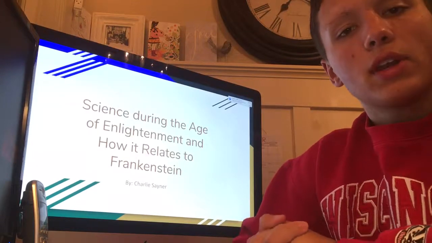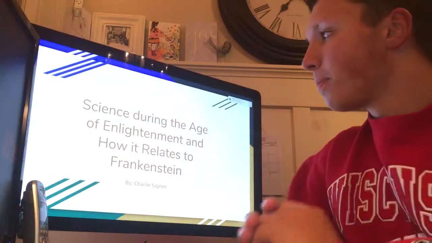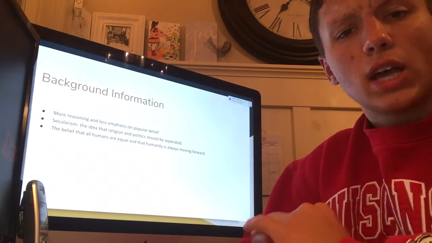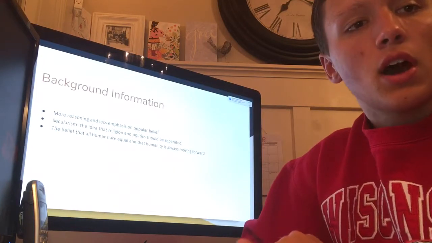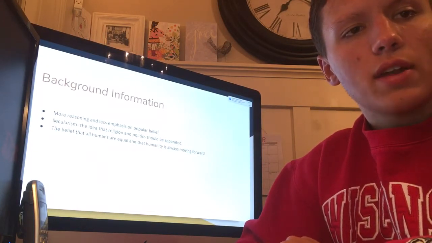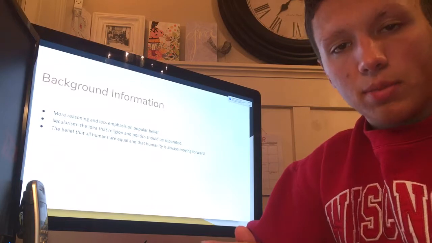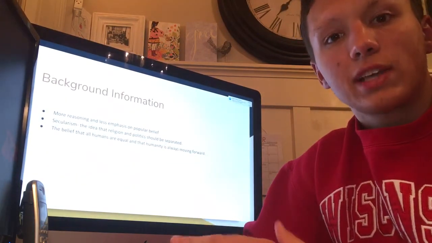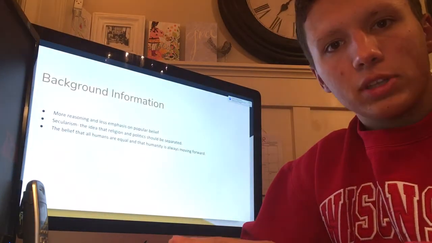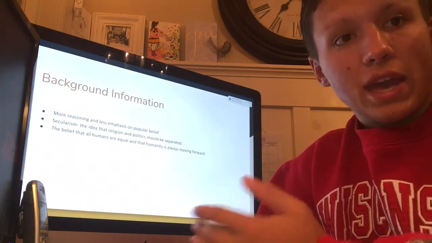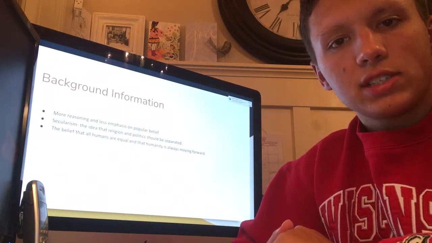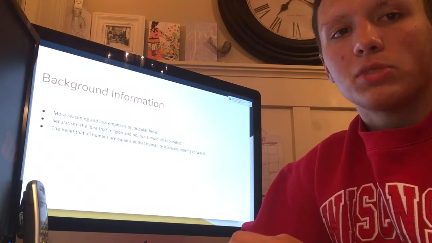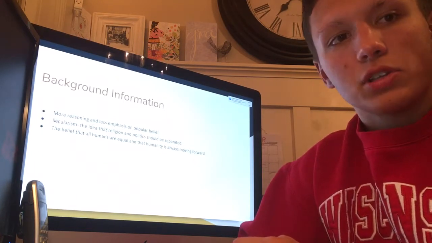This is Science During the Enlightenment and how it relates to Frankenstein. Okay, so there's three big ideals of the scientific or the Age of Enlightenment. The first ideal was that there's more reasoning and less emphasis on popular belief. This meant that people relied less on scripture and religious texts to explain everything that happens to them, and so they began to question things by doing tests and other things so that they could figure out what actually is happening, and not just from some old book that was written hundreds of years ago.